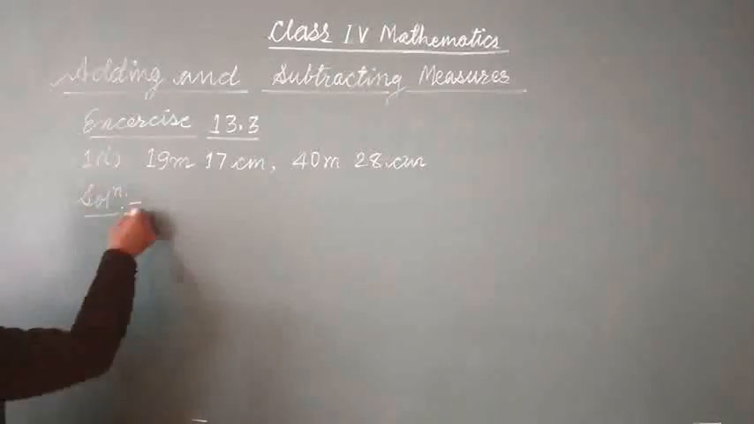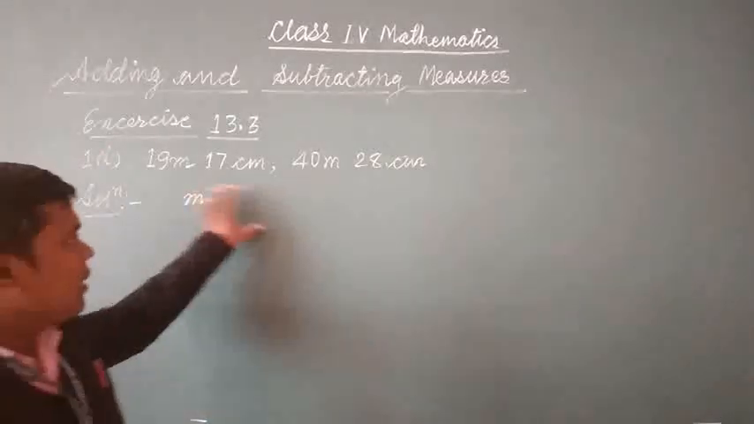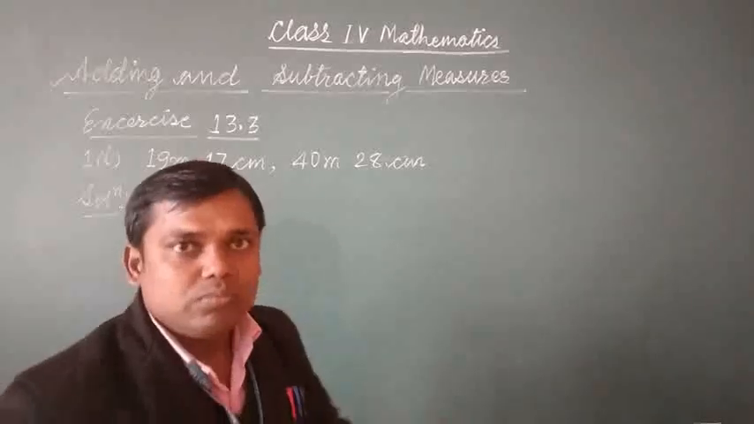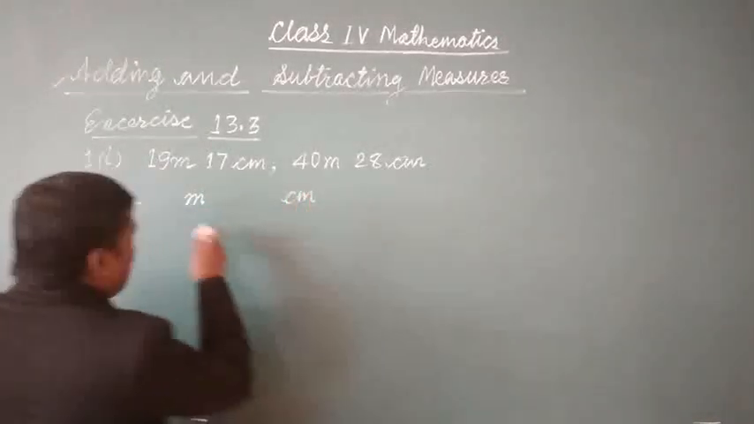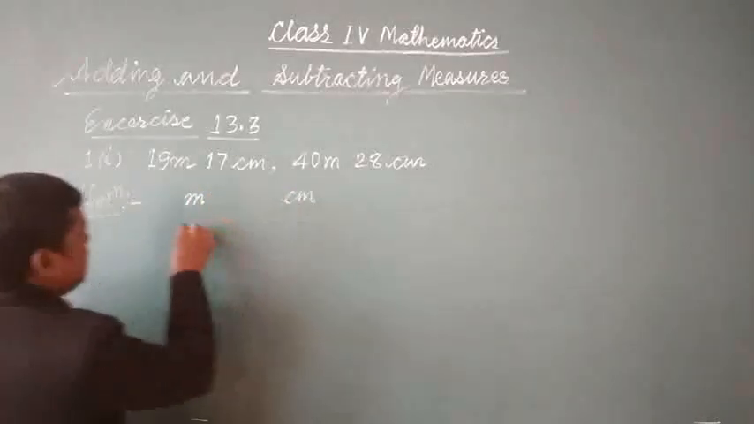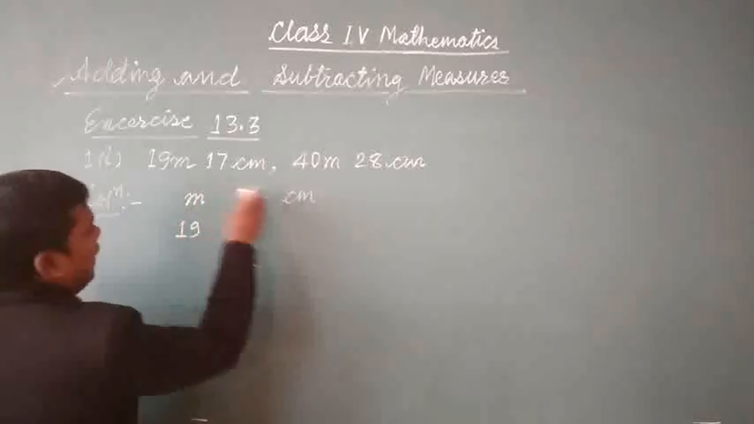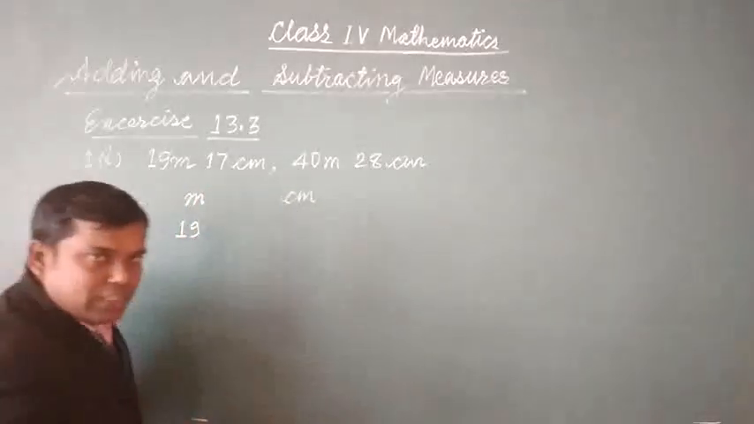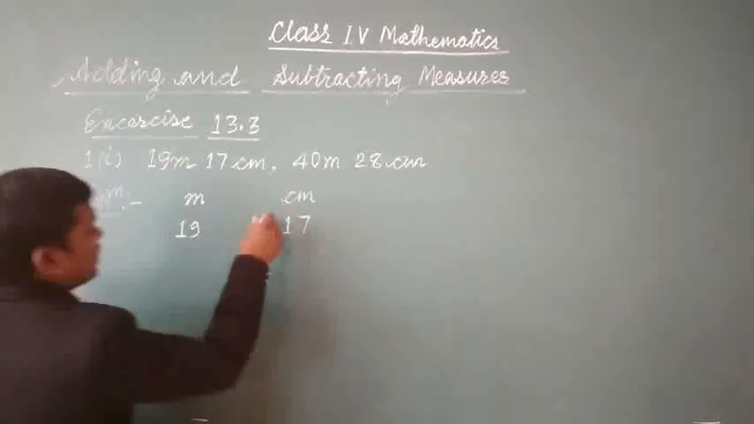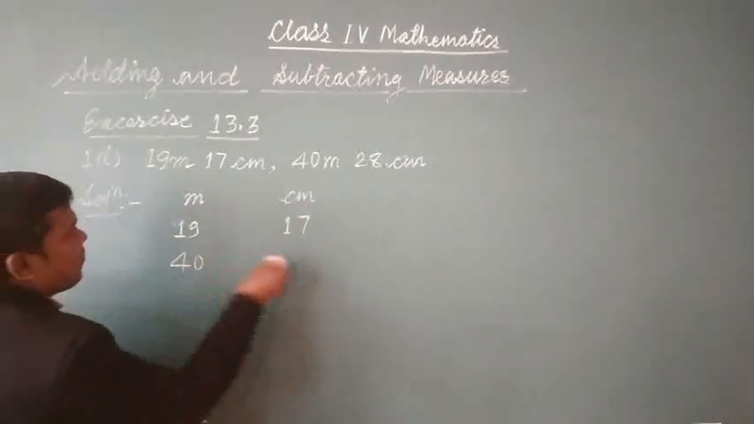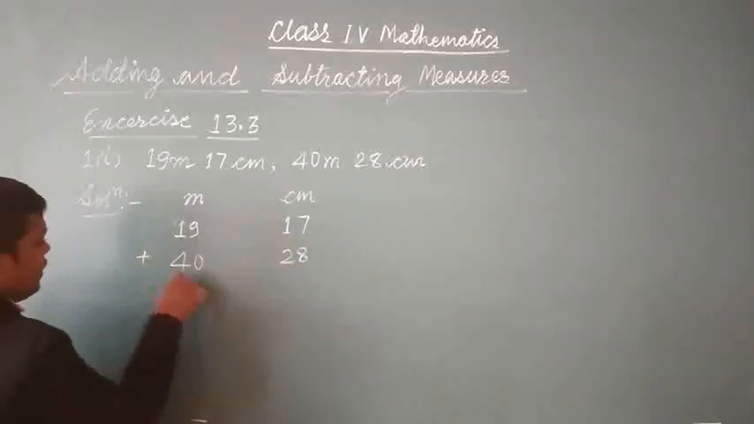So we write a solution. First we write the given measures in column, means meter and centimeter we write. Under meter we write the value of meter. So here I am writing 19 meter, and under the centimeter we write the value which is given in centimeter. So centimeter. Then 40 meter and 28 centimeter.